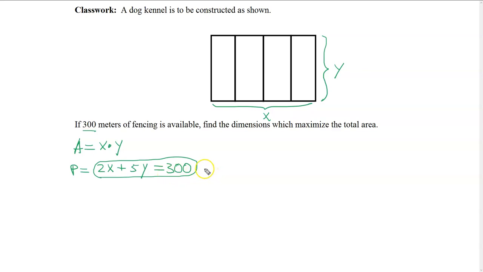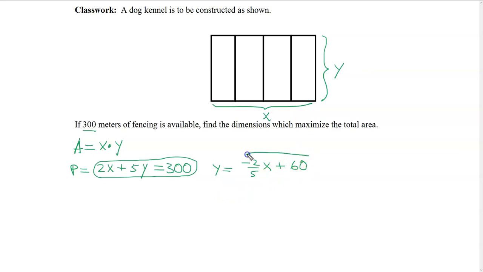So from the perimeter equation here, taking the 2x over to the other side and dividing by 5, we get that y equals negative 2/5 x plus 60. So that's what y is in terms of x. Once again, just take the 2x over, it becomes negative 2x, and divide everything by 5. 300 over 5, remember, is 60.